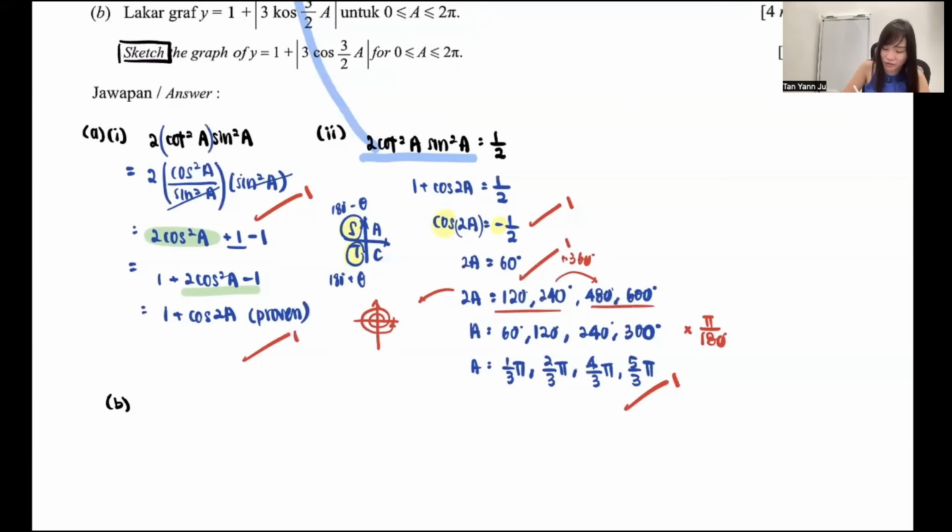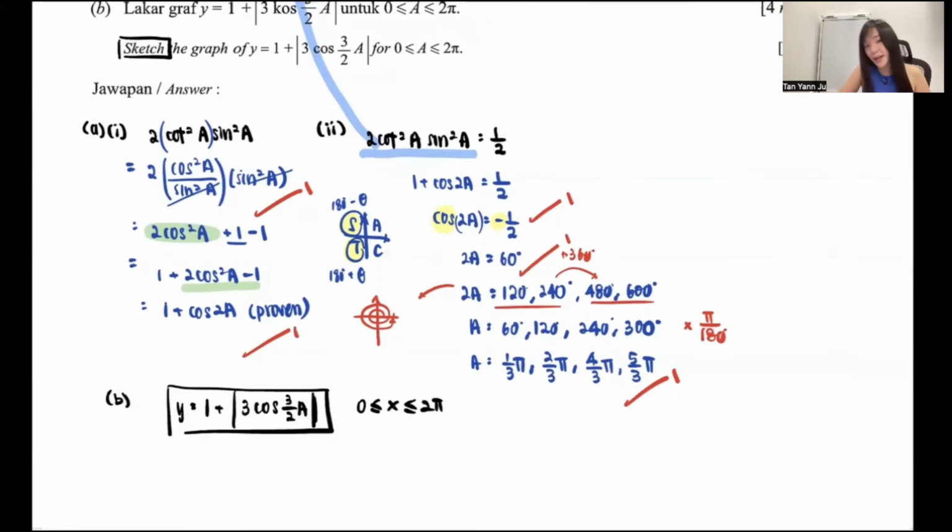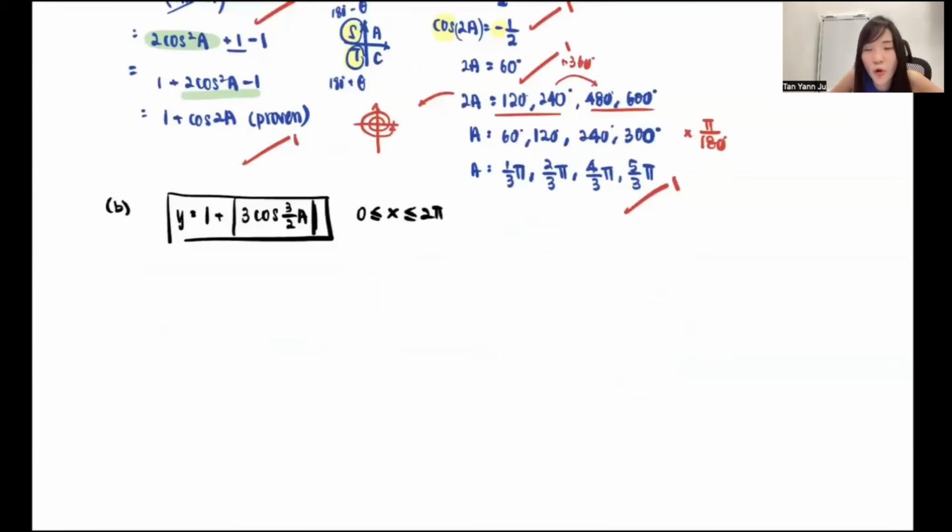So my dear, now they ask you to sketch the graph. Y equals 1 plus modulus 3 cos 3 over 2 A, from 0 until 2 pi. So guys, you need to sketch this one. So how do you guys sketch, my dear? Okay, wait. You guys don't know what the 1 is for. Usually whenever they have +1, -1, +2, -2, this kind of thing, I don't like them putting it in front because it's hard for me to explain. So normally I will rearrange it and put it at the back. Then I think you guys will understand it better, okay?